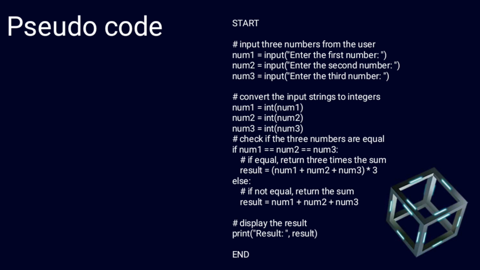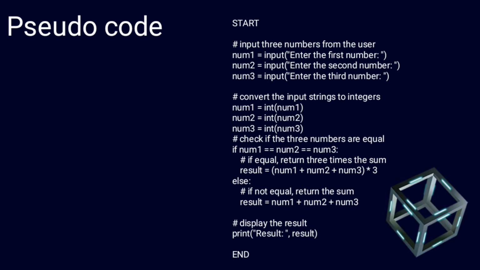variables A, B, and C. Check if A, B, and C are equal by comparing the values. If the values are equal, then calculate the sum of A, B, and C and store the result in a variable sum. Return the result as sum times 3. If the values are not equal, then calculate the sum of A, B, and C and store the result in a variable sum. Then return the result as sum and end.